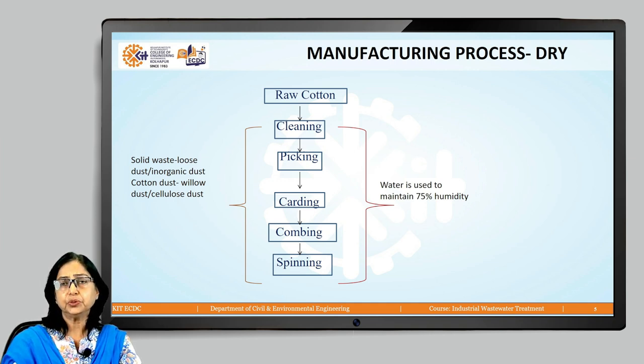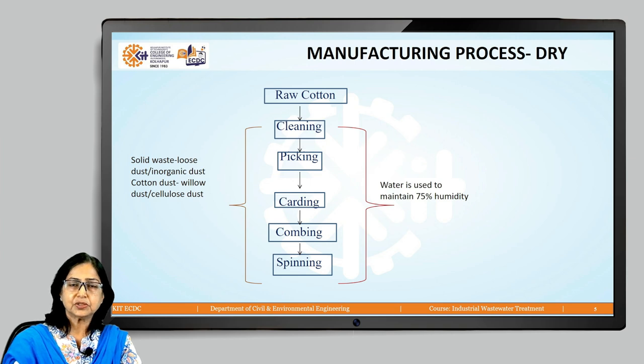It is divided into two steps. First step, dry processes. Second one, wet processes. So in the first step, dry processes, the cotton received at the factory or industry is taken up for cleaning of all foreign material and seeds, then picking, carding and combing. These are the processes where the fiber is loosened, okay, and then the last one is spinning, where thread is prepared from fiber.